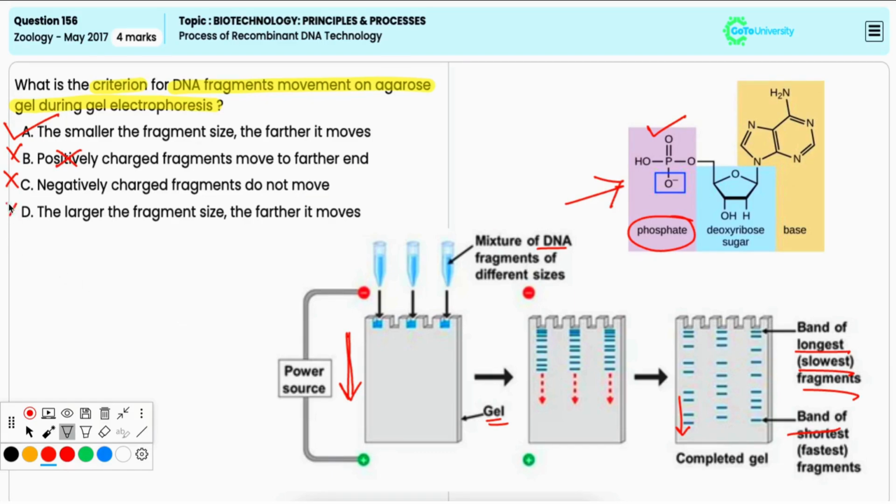It is also incorrect because larger DNA fragments encounter more resistance from the agarose gel matrix, and thus they can move only a shorter distance as compared to the smaller fragments.